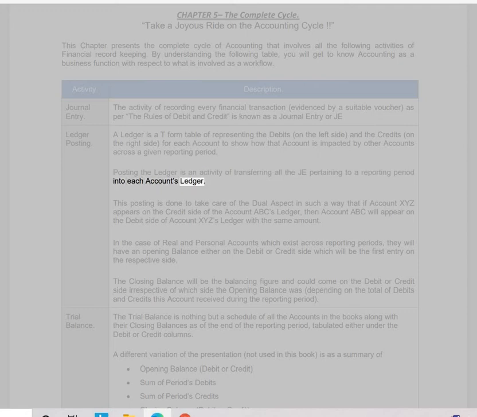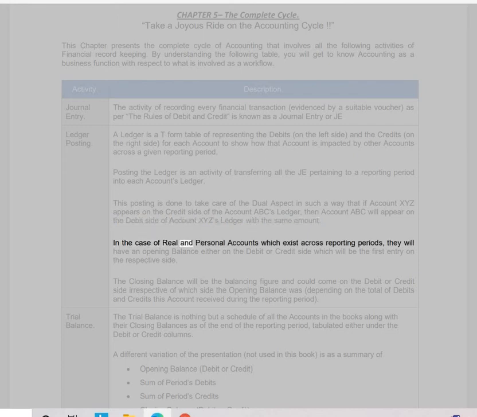ledger. This posting is done to take care of the dual aspect in such a way that if account XYZ appears on the credit side of the account ABC's ledger, then account ABC will appear on the debit side of account XYZ's ledger with the same amount.